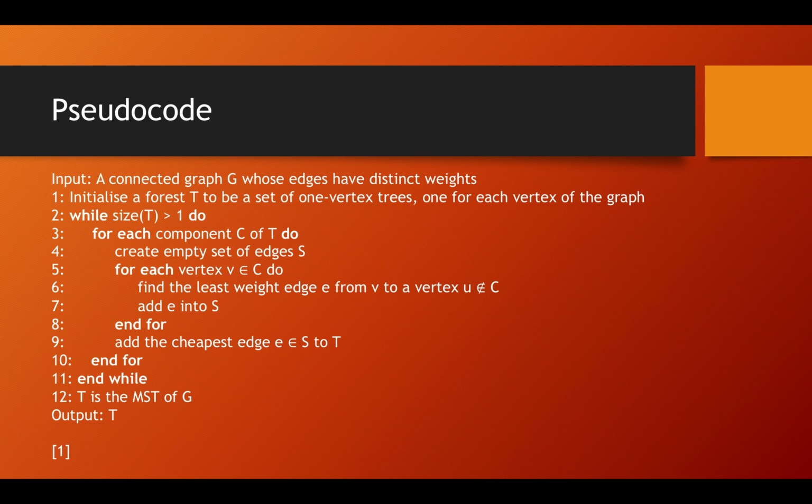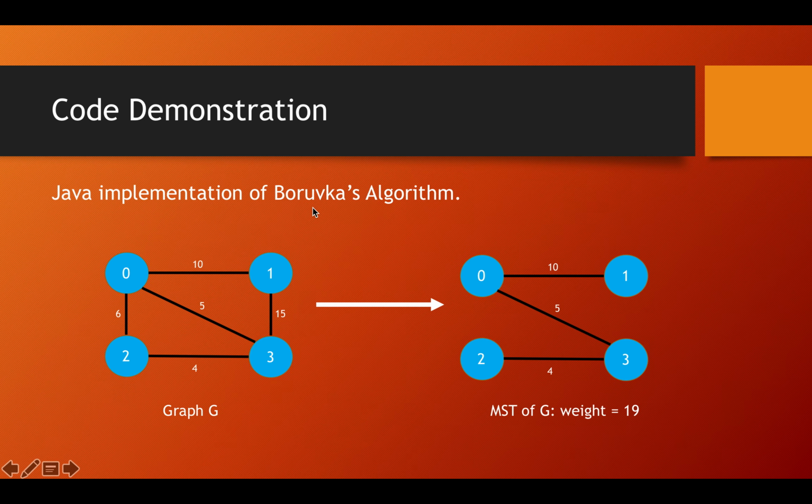Within the while loop, the for loop on line 3 goes through each component in T and creates an empty set. Furthermore, within this for loop, on line 5, we iterate over each vertex V in the component and find the least weight edge from V to a vertex outside of the component. This edge is added to S. We ensure the edge goes to a vertex which is not a member of the component C to avoid the creation of cycles. Upon the completion of the for loop on line 5, we analyze the set S and add the cheapest edge to T to combine the trees in the forest. This procedure is repeated until there is only one component. This is the MST.